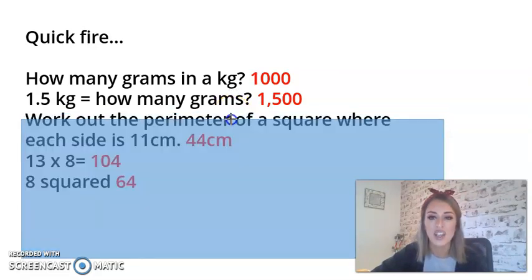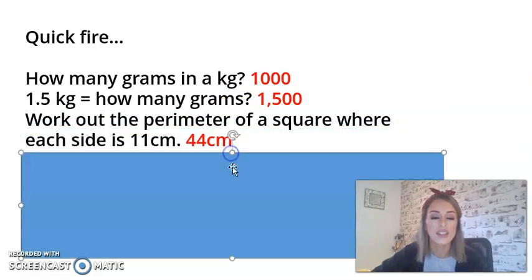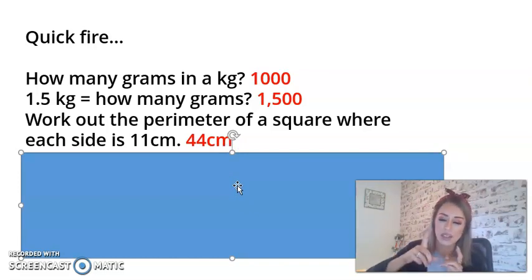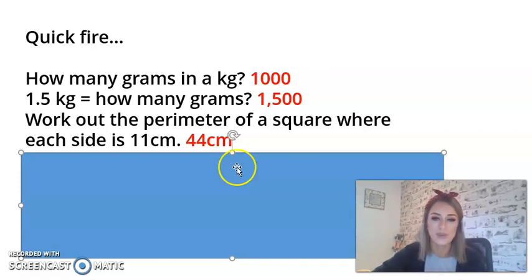The next question, work out the perimeter of a square where each side is 11 centimetres. The answer is 44, and here's how I got it. I know that a square has 4 sides, and I know that with squares, each side is the same. So if I have one side that's 11 centimetres, that means I've got 4 sides that are 11 centimetres. And if I add all of those together, I will get 44.